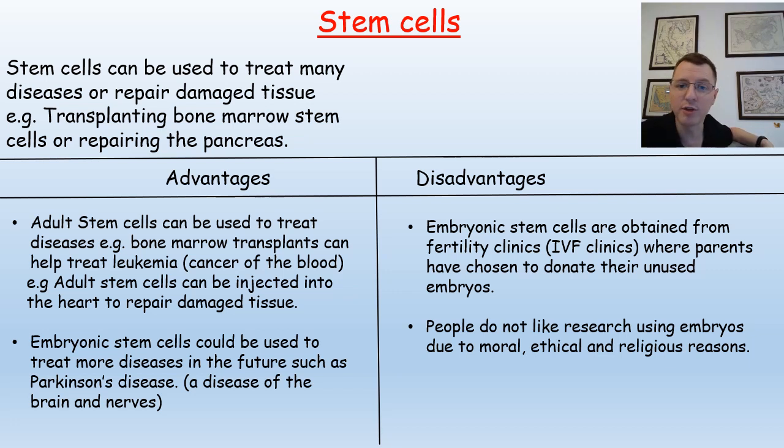However, there are several disadvantages. Embryonic stem cells are obtained largely from fertility clinics or IVF clinics, where the patients and parents have chosen to donate their unused embryos. Now, some people, for various ethical reasons and religious reasons, do not like research using embryos due to their moral concerns. Again, this is a big disadvantage.